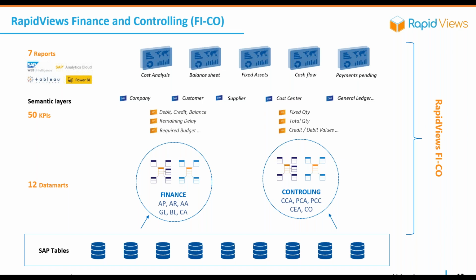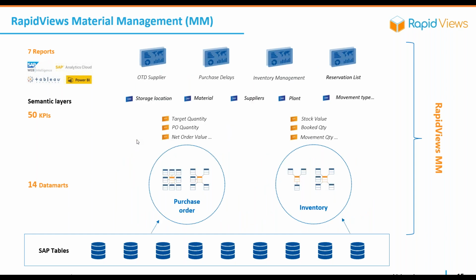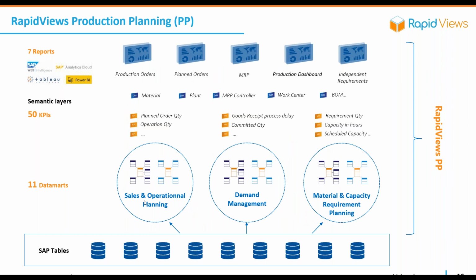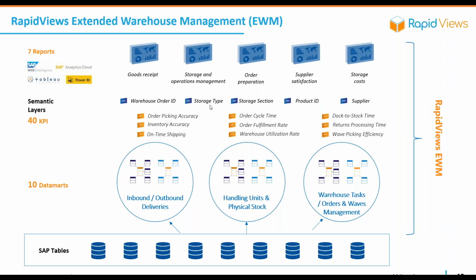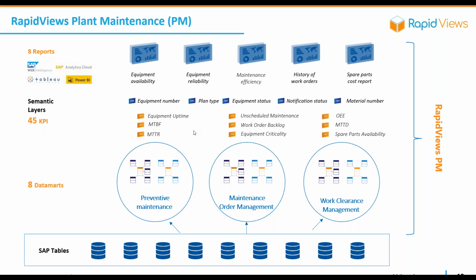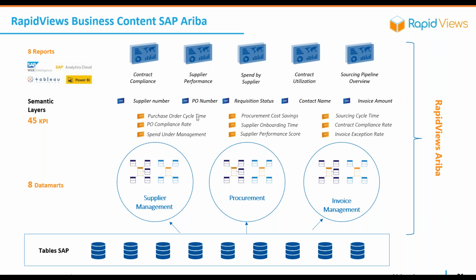So typically on the rapid views business content FICO, we access everything about finance and controlling. We have about 12 data mart, 50 KPIs, and 7 samples of report. Sales and distribution, we are covering everything about orders, billing, and deliveries with again data mart and KPI and report. Material management, purchase order and inventory. Production planning, everything about sales and operational planning, demand management, material and capacity requirement planning. QM, same. EWM, plant maintenance, project system, always data mart and KPIs and samples report.